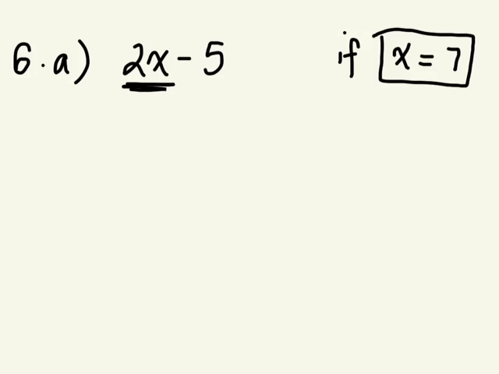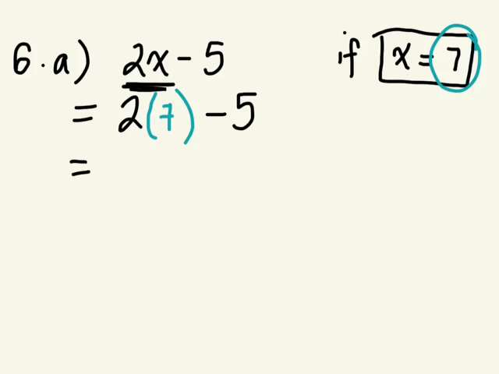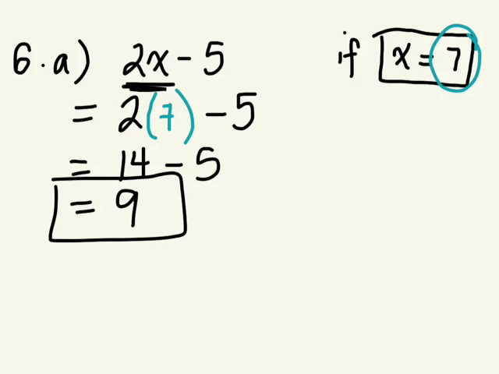Good. So it's going to be 2. Instead of writing x, we're going to write the value that they tell us. So 2 times 7 minus 5. What's 2 times 7? Take away 5? 9. That's it. That's all you have to do.